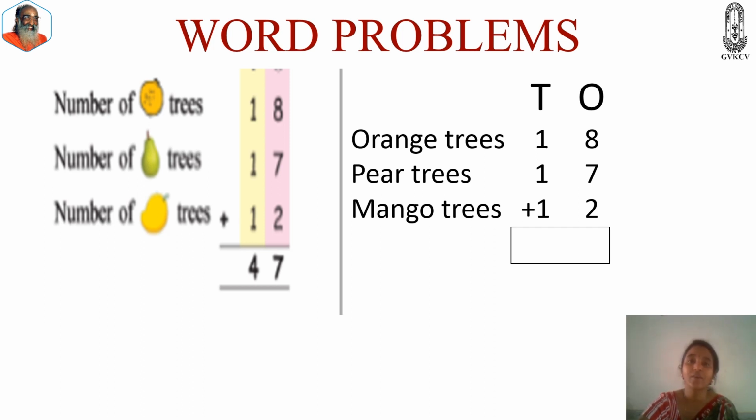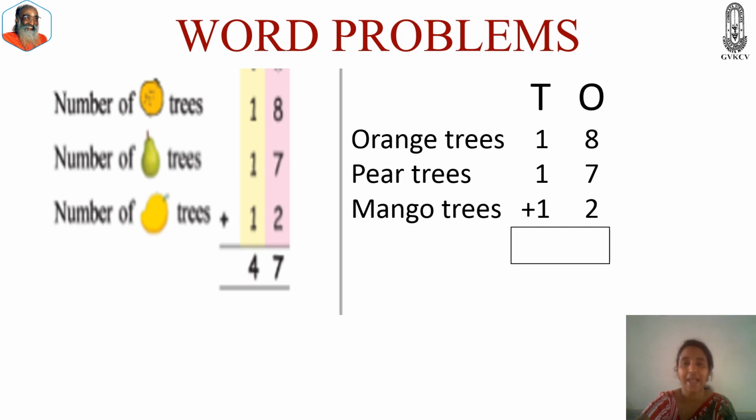If in the question there is in all, or all together, or total, you have to do addition. Always remember to keep the plus sign, or you can write simply like this: orange trees 18, pear trees 17 and mango trees 12. Okay, now do addition.